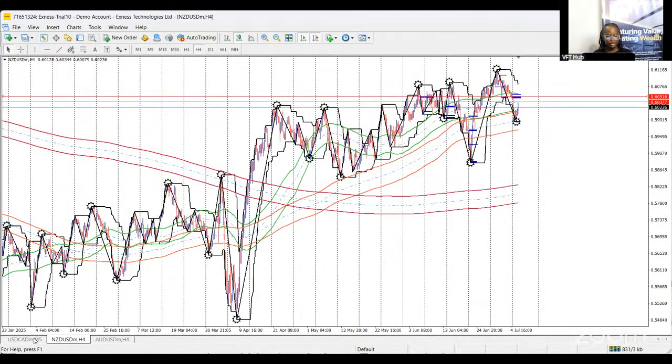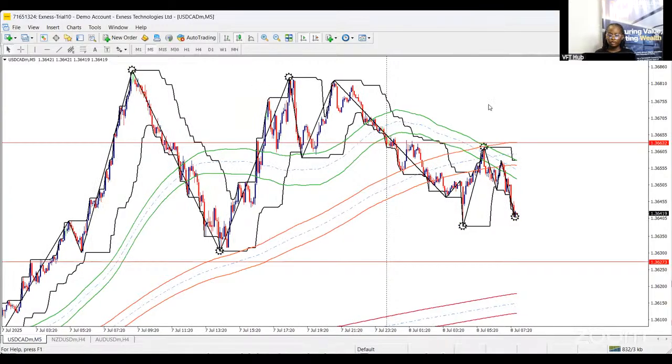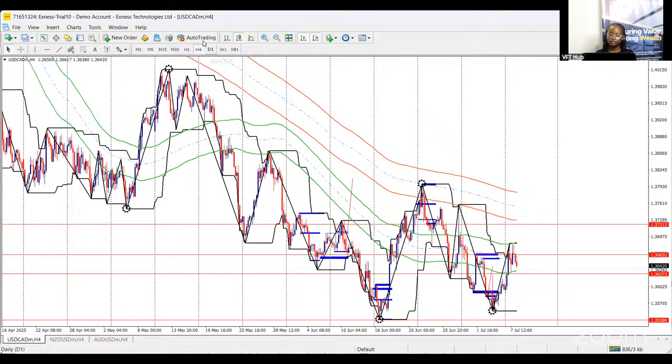Okay, so finally, USD CAD. For USD CAD now on H4, predominant structure is to the downside. Sunshine was printed. We expected a retracement, and now it looks like the sell is currently continuing.